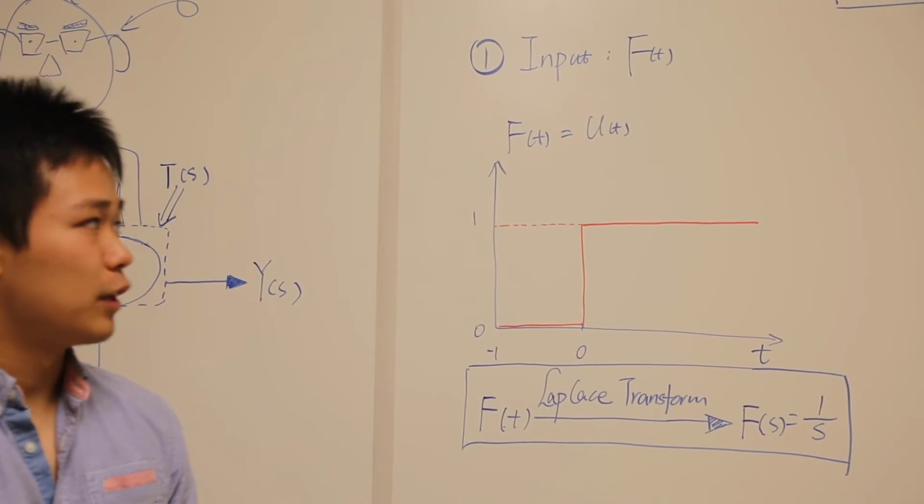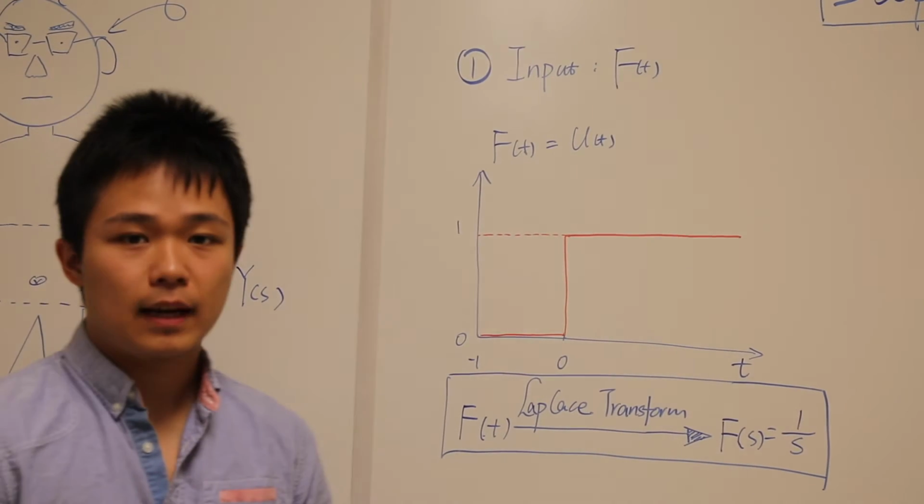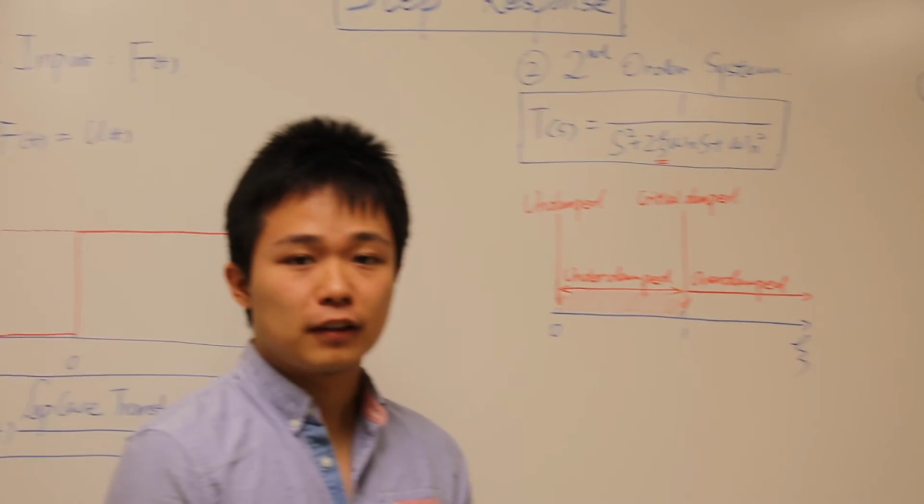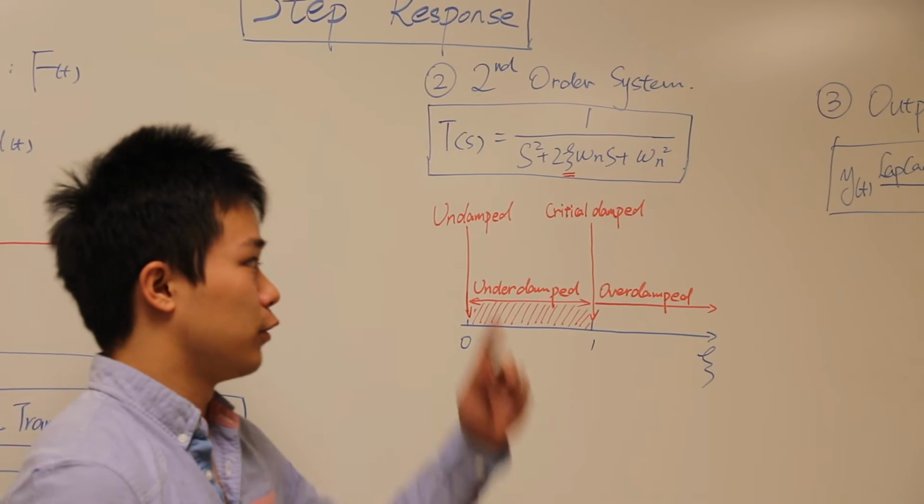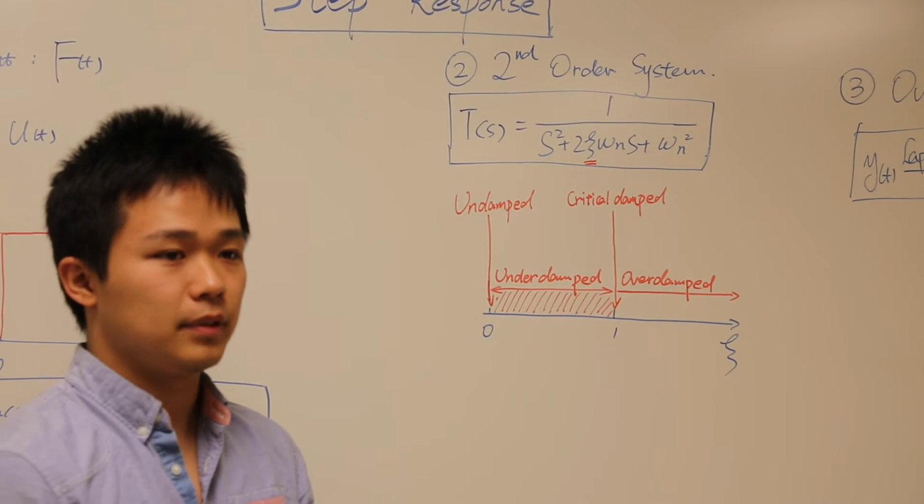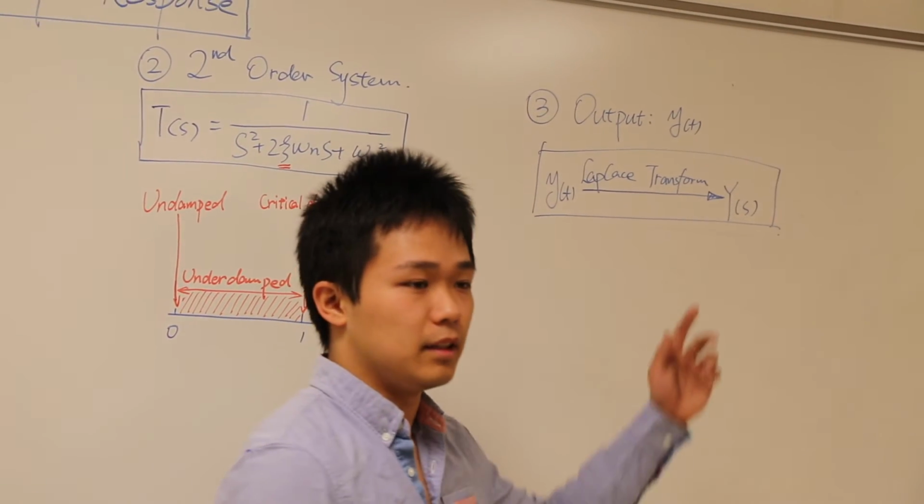The input to our second order system is a unit step force, which looks like this, and we take the Laplace transform of it, which is 1 over s. I will focus on the parameter xi in our transfer function, in the case when xi is from 0 to 1, the underdamped case. And now let's look at the output y(t) in Mathematica.